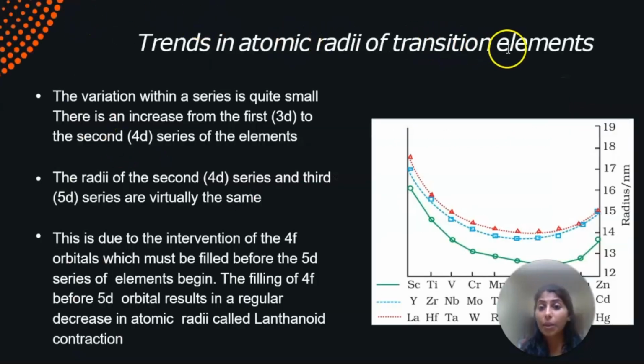The trends in the atomic radii of the transition elements. The variation within a series is quite small, and you can see an increase in the atomic radii between the 3d and the 4d series of the elements. But the radii of the second, that is the 4d series here, which is in blue color, and the 5d series, which is in red color, are almost the same. This is due to the intervention of the 4f orbitals, which must be filled before the 5d series of elements begin. The filling of the 4f before the 5d orbitals results in a regular decrease in the atomic radii, which is called the lanthanide contraction.